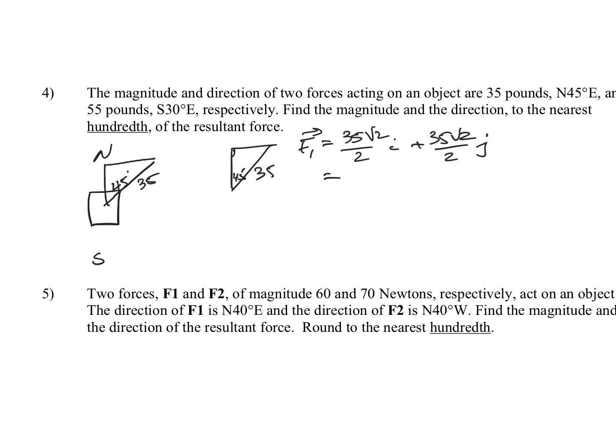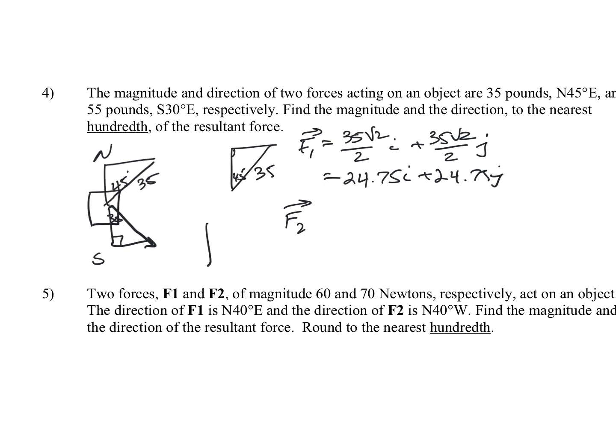Now, as a decimal, that comes out to be about 24.75i plus 24.75j. Force 2 acts south 30 degrees east.